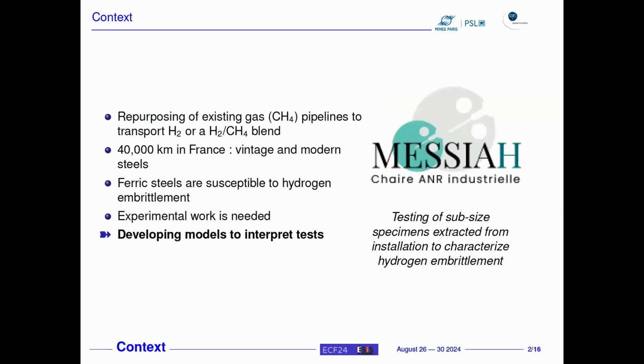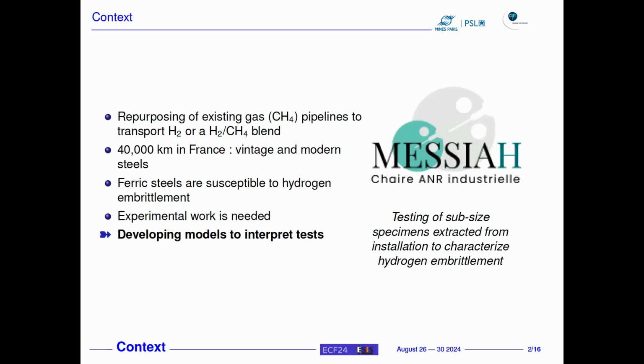So before starting, some background to this work. In France, we have something like 400,000 kilometers of pipelines made of vintage and modern steel. And there's the possibility to use these pipelines to transport hydrogen or blends of hydrogen and methane. As we know, ferritic steel are highly susceptible to hydrogen embrittlement. So there is a lot of experimental work needed to characterize its effect.